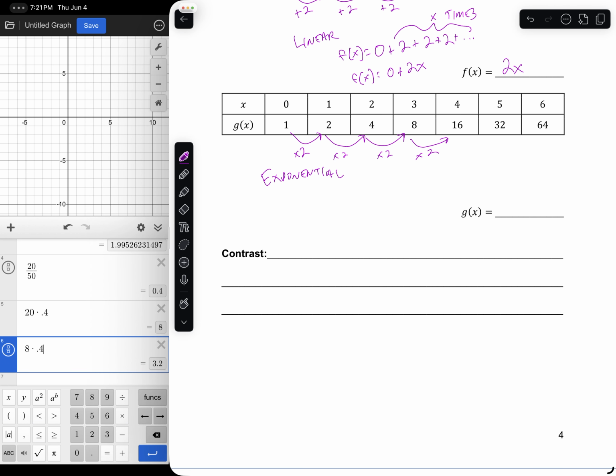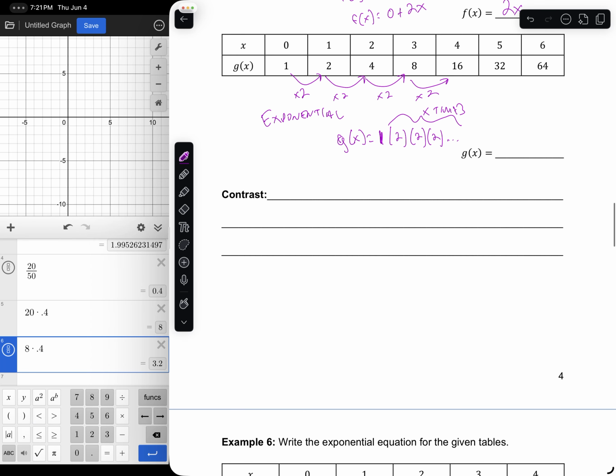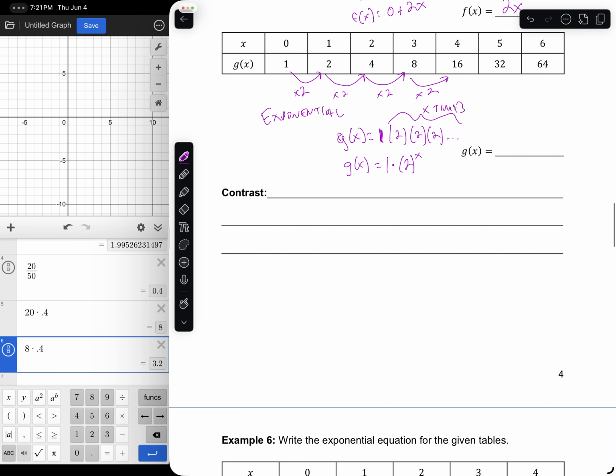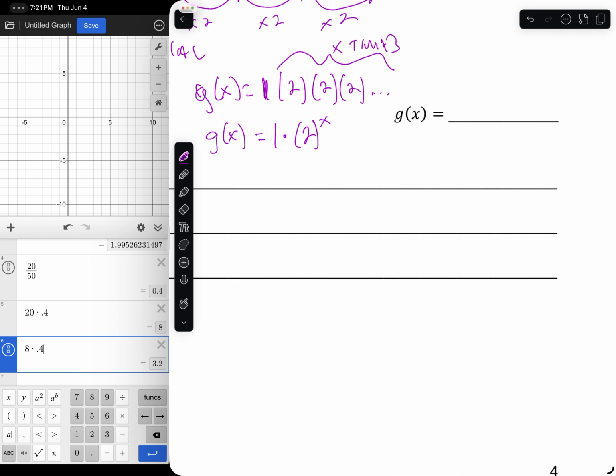So when I write the equation, it's going to be g of x equals the initial value 1, and then times 2 times 2 times 2 over and over. I'm going to do that, say x times. I'm not going to specify how many times. So then I could write it as g of x equals 1 times 2 to the power of x. Because I have repeated multiplication, x times, that means that becomes an exponent. So times 1 doesn't really do anything, so I can drop the times 1 and just call it 2 to the x.